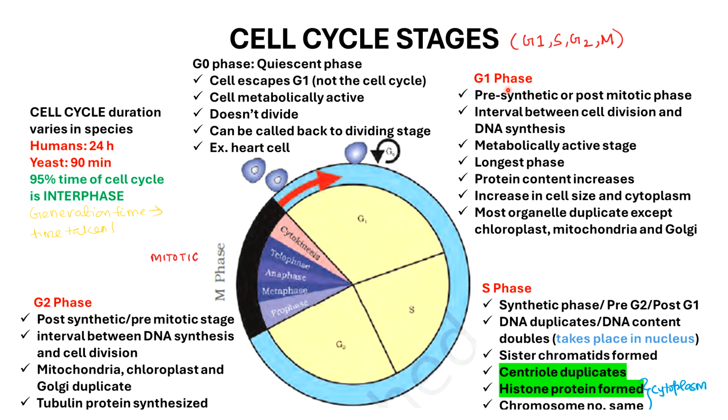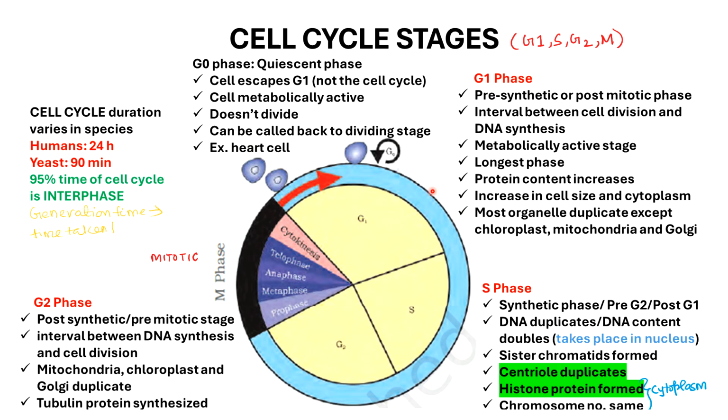Now, G1 phase is also called the gap 1 phase. In this stage, typically many different proteins are synthesized. There is an increase in cell size as well as the cytoplasm. Most of the organelles are duplicated. The exceptions to this are chloroplast, mitochondria and Golgi body. Apart from that, other organelles are duplicated in the G1 phase.